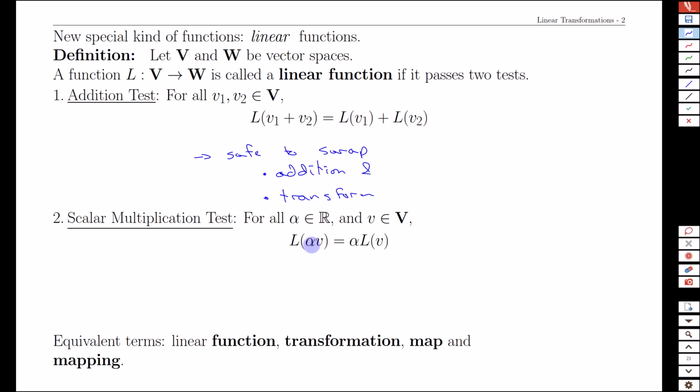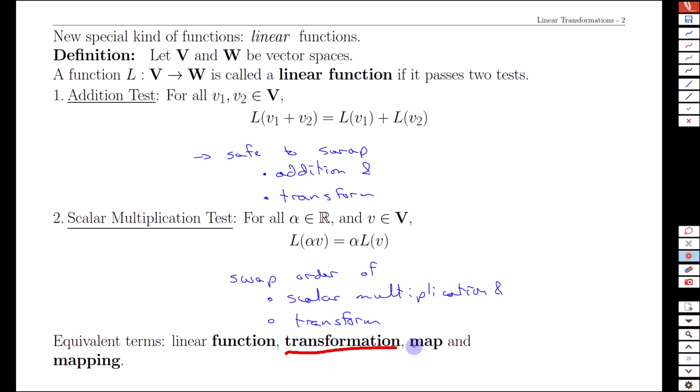And the same thing is true if I have a scalar multiplier. So I can swap the order of scalar multiplication and the transform. If that's the case, then we have what's called a linear transformation. In day-to-day use, we often say linear function, linear transformation, linear map, linear mapping. These are all the same thing. So the key word is going to be linear in all of these. It's a linear function, it's a linear transformation, it's a linear map or mapping.